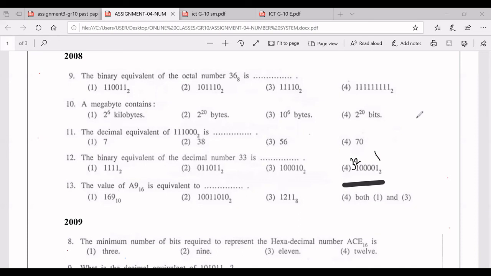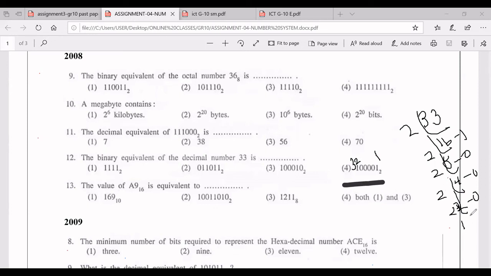So how can you find it? You can do the repeated division. 33 repeated division by 2, right? Then 2 into 16, here 1 remains. 2 into 8. So just like that you can find, right? 0, and 2 into 4, right? Then 0, again 2 into 2, right? 4 zeros, again 2 into 1, right? So you can see 1, 4 zeros, 1, right? So it should be the answer. Okay, so that is very easy. Now we can go to the next.